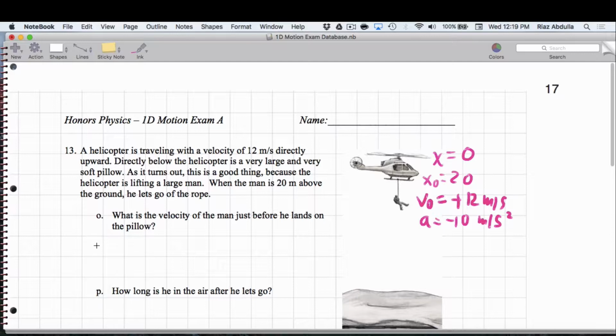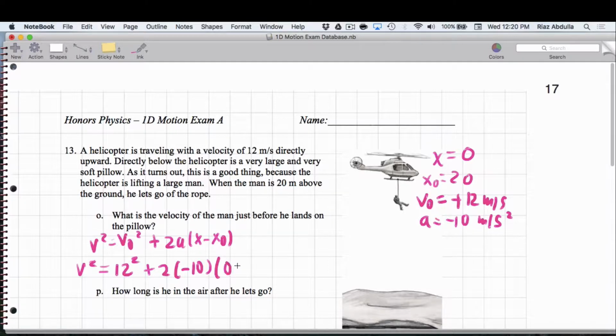So let's just kind of be clear. We want the velocity of the man before he hits the pillow. So we will actually say here v squared is v naught squared plus 2a times x minus x naught. Will be really clear. So we have an unknown v equals 12 squared plus 2 times negative 10 times 0 minus 20. And so v squared is going to end up being 144 plus 400, which is 544 for v squared.